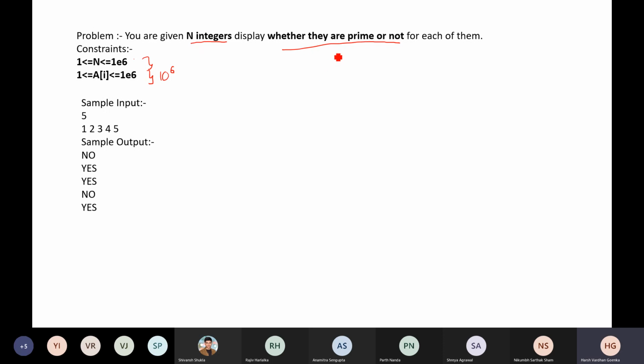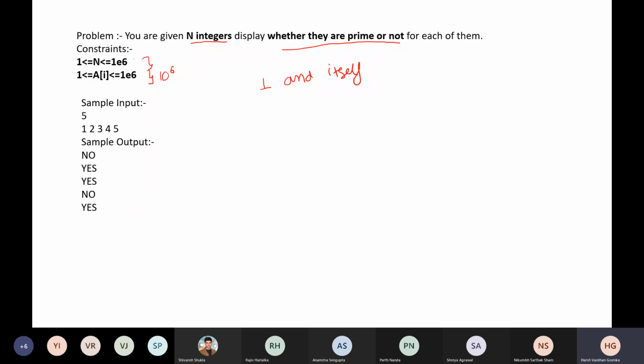So what are prime numbers? Prime numbers are those numbers which don't have any factors other than 1 and itself. But 1 is not a prime number. I guess everybody knows this. So how will our sample input and output look? Five integers: 1, 2, 3, 4, 5. 1 is not a prime, 2 is a prime, 3 is a prime, 4 is again not a prime, so no, and 5 is a prime, so yes.